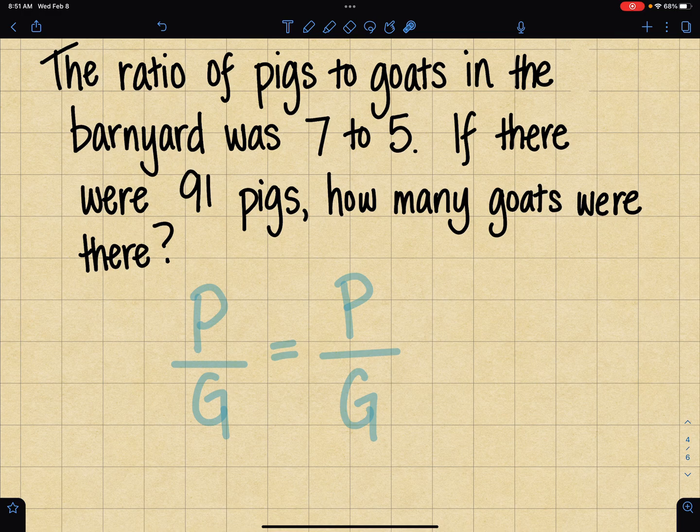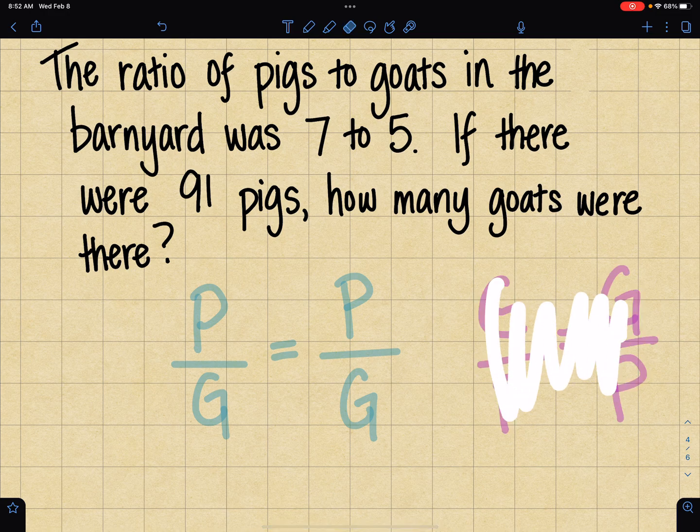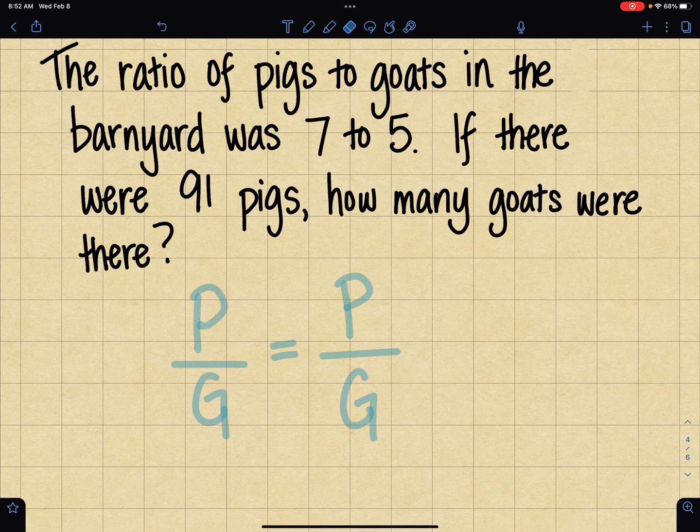And they tell you that, if you wanted to do it the other way, the ratio of goats to pigs, you would get the same answer. It's okay. It doesn't matter which way you do it as long as you're consistent. You can't flip them in the middle of a problem, right? You have to be consistent because the ratio of goats to pigs is always going to be the same, or the ratio of pigs to goats is always going to be the same.